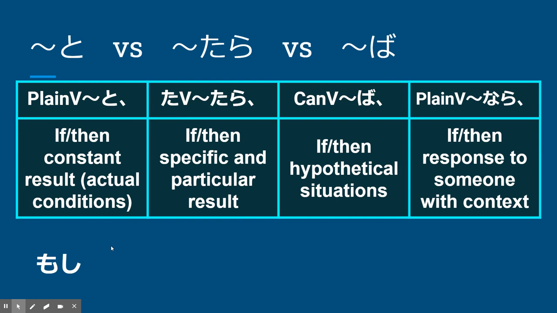Now, in hypothetical situations, so that one was slightly hypothetical, but I'm going to get more into the hypothetical situation. So we use the can form ba. So I might say, Kyō benkyō wo takusan sureba. And by the way, I just made a mistake. So it's not completely the can form. It is the e sound ba. Shimasu is irregular anyway, so it's basically the can form, but shimasu becomes sureba, kimasu becomes koreba.